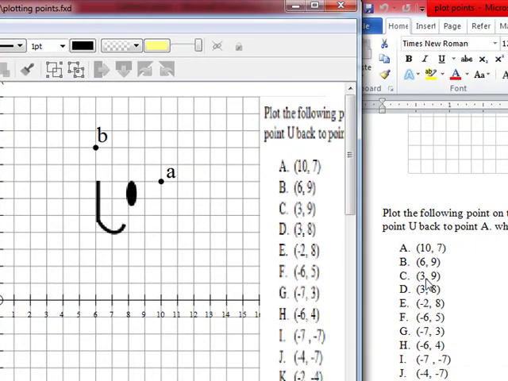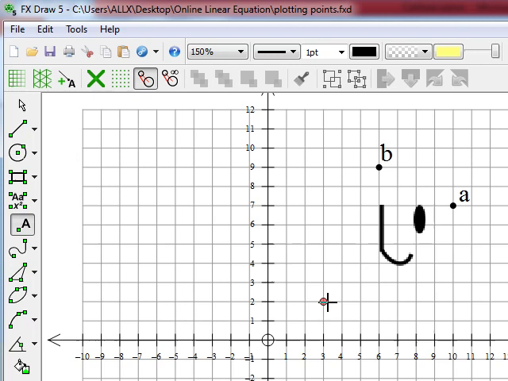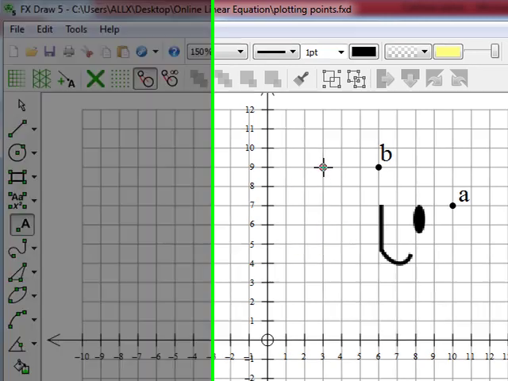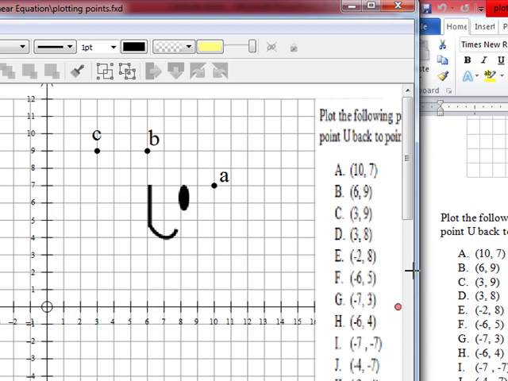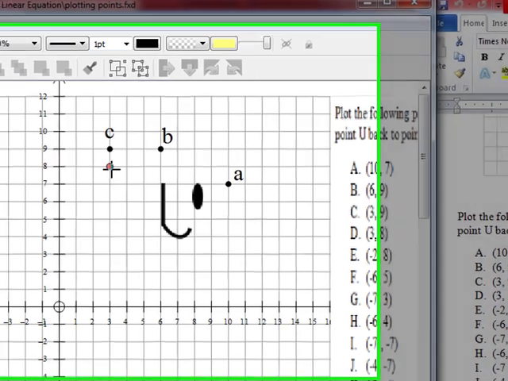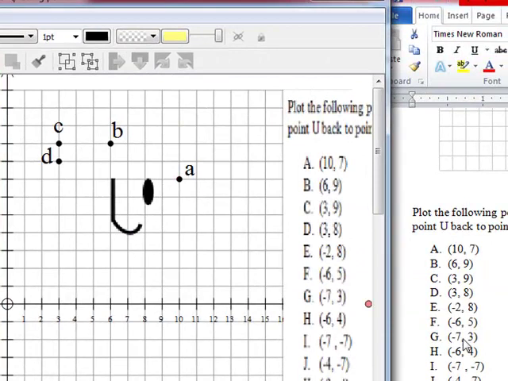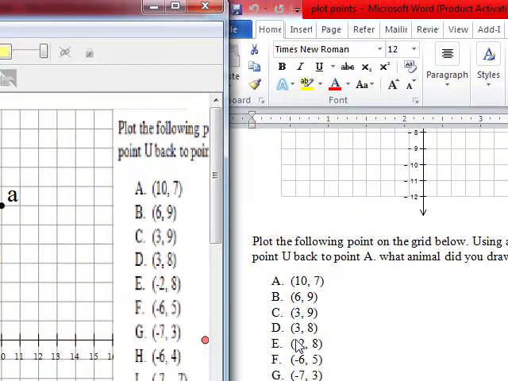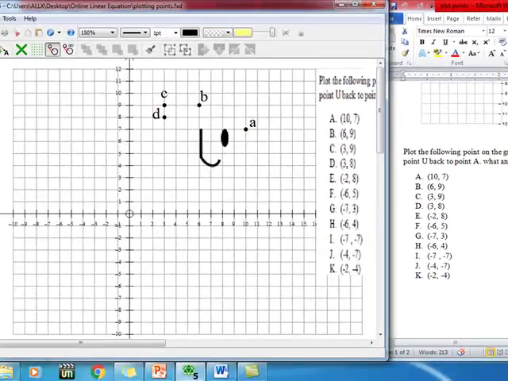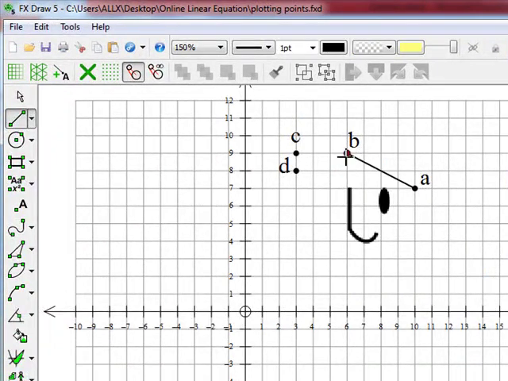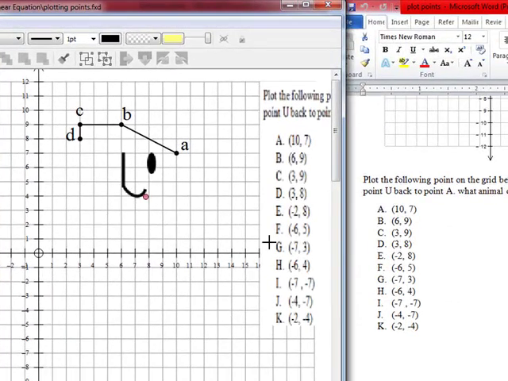C, 3, 9. So 3 is here, and then you go up to 9. And that's going to be point C. Then you have point D, 3, 8. So 3 is here, then you go up to 8. You see what we're doing? So you will be plotting all the points. If you want, you could follow what this one is saying, connect A to B immediately, and what you will do is you will be going point A to B, point B to C, point C to D, and so on.